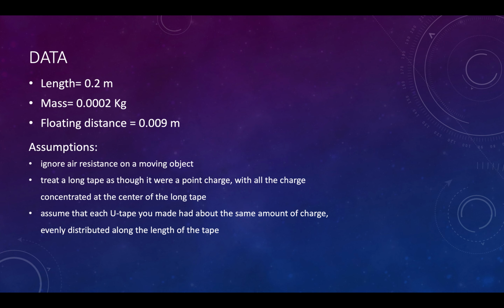Moving on, the data from the experiment was: the length of the tape was 20 centimeters, the mass of the tape was 0.0002 kilograms, and the floating distance, which is the distance between the tapes when charged, was about 0.09 centimeters. The assumptions I used for this experiment were that I ignored air resistance, treated the long tape as though it were a point charge, and assumed that each tape had about the same charge and was evenly distributed.